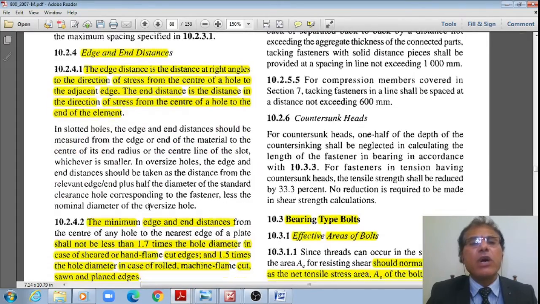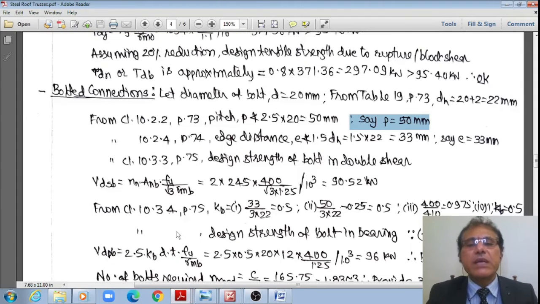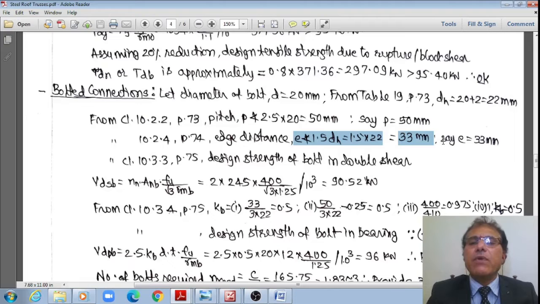Next is the edge distance, from clause 10.2.4, page number 74. From the same page, I will have the edge distance as 1.5 times the hole diameter in case of rolled, machine flame cut, sawn or planed edges, right? Therefore, using this, let me calculate the edge distance. This edge distance from the end of the angle should not be less than 1.5 times the diameter of the hole, which is 22 mm. Therefore, 1.5 multiplied by 22 equals 33. So I want to provide the same edge distance as 33.